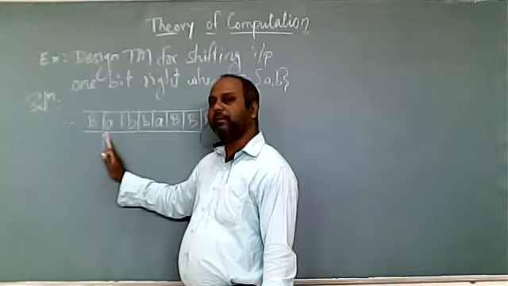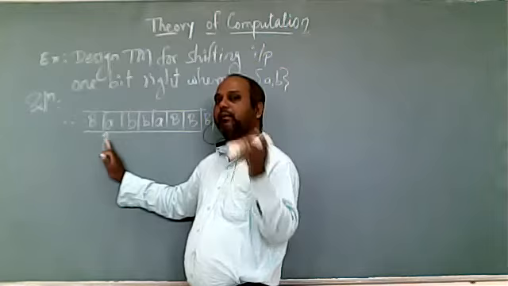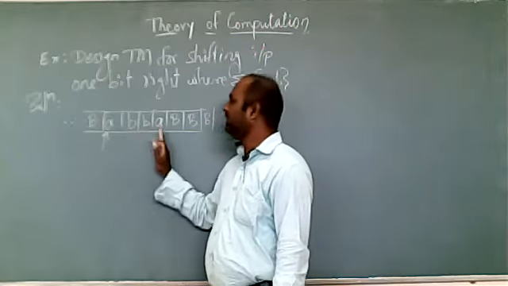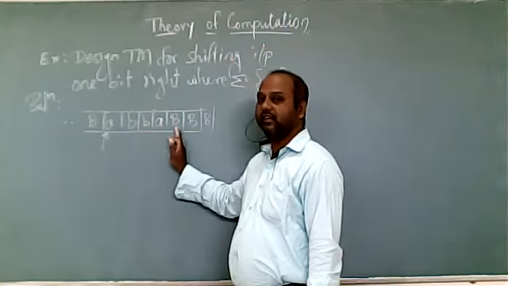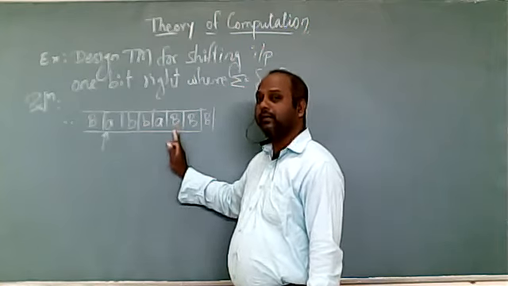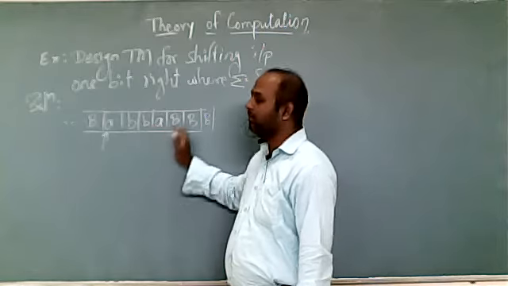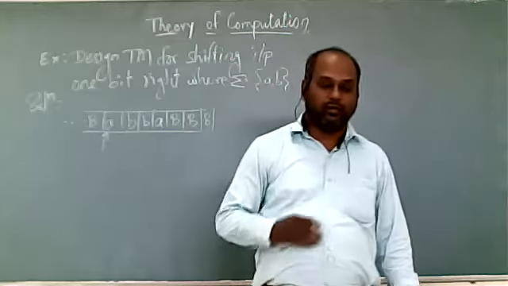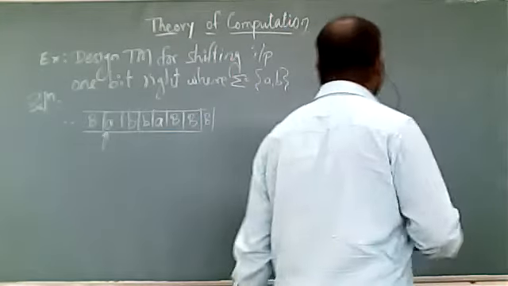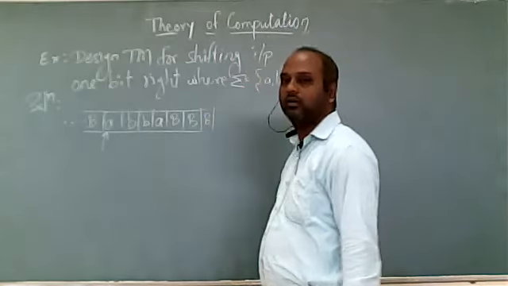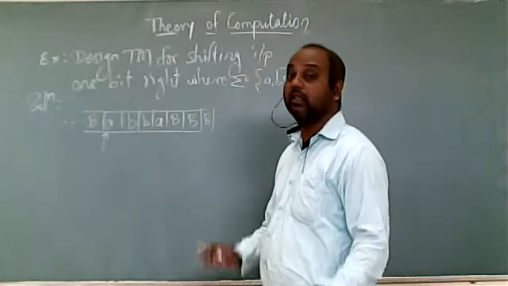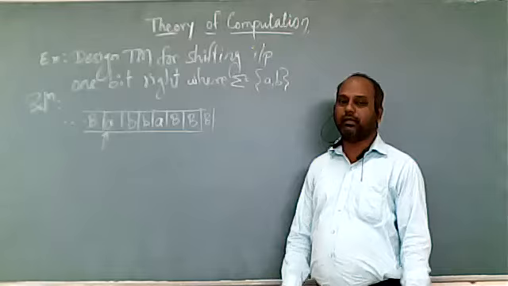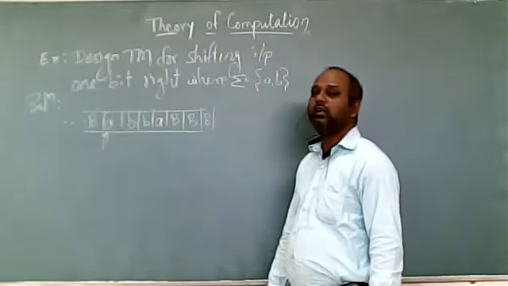How do we reach the end? We skip A. Skip A means what? A replaced with A and move right. B replaced with B, right. B replaced with B, right. A replaced with A, right. When we get blank, blank as it is and move left. This is the logic for finding the last alphabet. Try to understand this logic because we have to apply it in many examples.